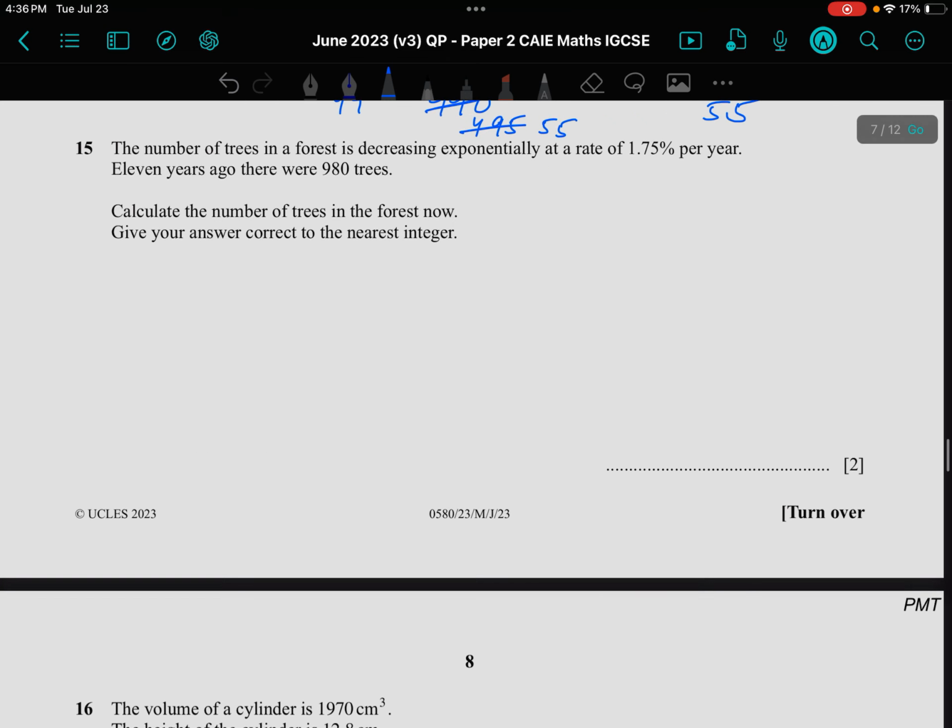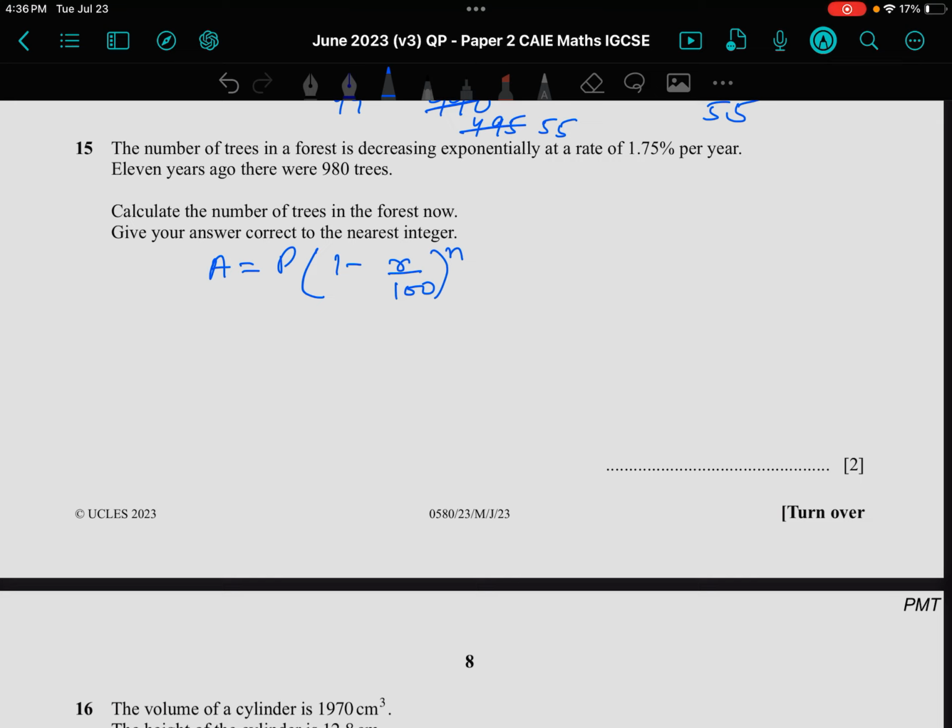Question number 15. The number of trees in a forest is decreasing exponentially at a rate of 1.75% per year. 11 years ago, there were 980 trees. Calculate the number of trees in the forest now. Give your answer correct to the nearest integer. I can use the same formula as the compound interest formula. A is equal to P times 1 plus R upon 100 whole to the power n. But here, since it is decreasing, in place of 1 plus R, I will use 1 minus R. A is equal to P times 1 minus R upon 100 whole to the power n.